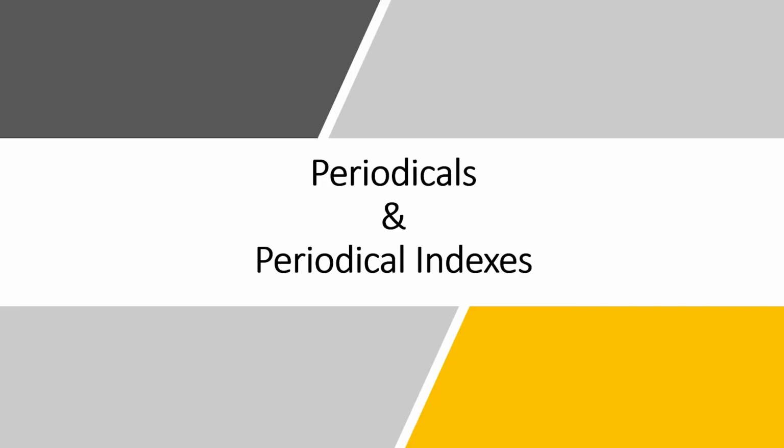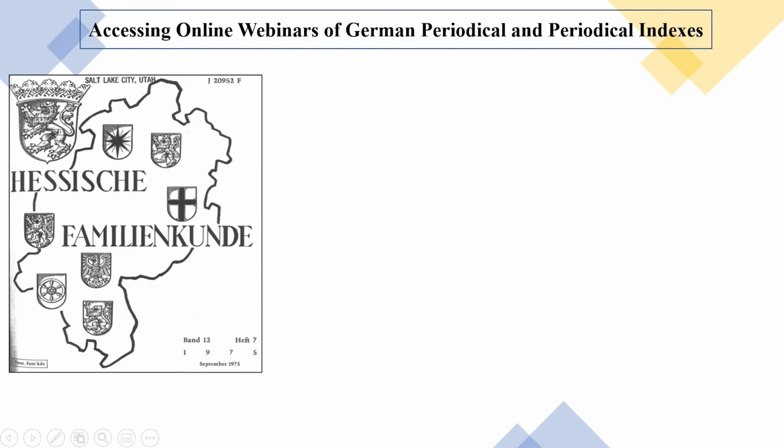Periodicals and periodical indexes are some of the least known, least understood, and least used resources. They include family histories, compiled genealogies, pedigree charts, record extractions, and instructions on solving research problems. The following are instructions on how to access online 4 webinar lectures on using German periodicals and periodical indexes.